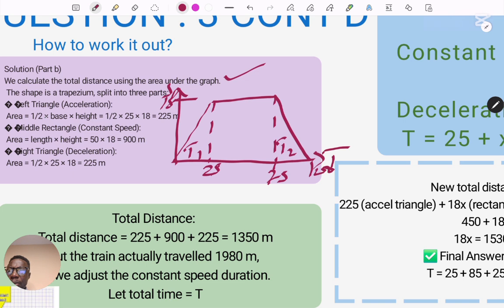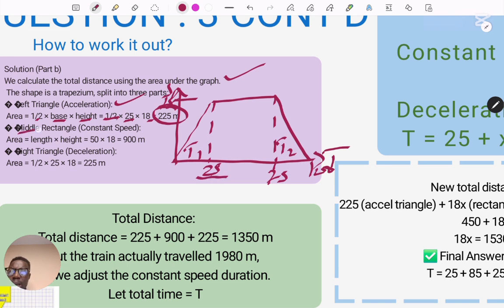So area for the first acceleration is going to be base times height times half, and that is going to be 1/2 times 25 times 18. So the area gives us 225 meters. That's area under the graph is equal to the distance covered. So in the first 25 seconds, the train actually covers 225 meters.